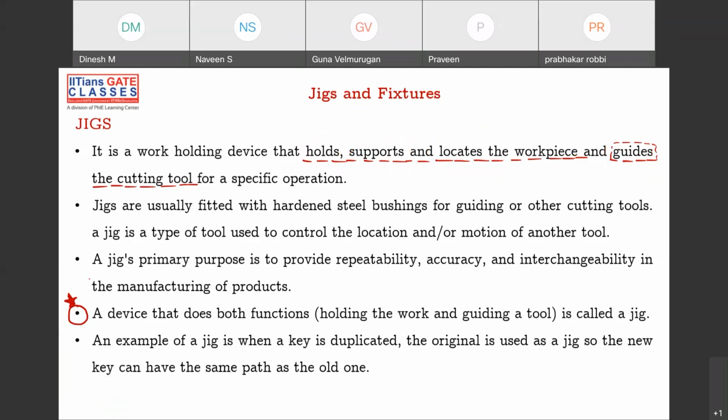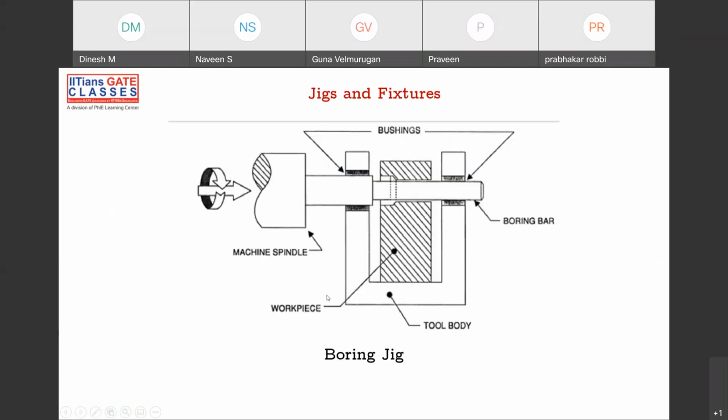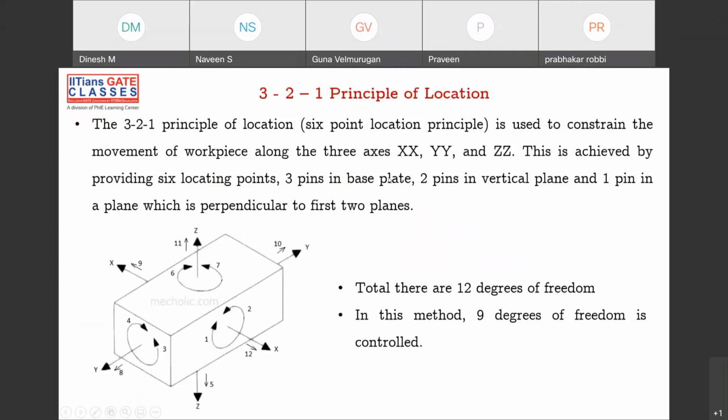Let's discuss that. So what are jigs? Jigs are usually fitted with hardened steel bushings for guiding cutting tools. A jig is a type of tool used to control the location and motion of another tool. Okay, fine. Where is the fixture here? This is a bushing here. It means that this tool has to move in this direction, in this space only. This is a bushing here, right? This is our boring jig actually. This is the boring jig, and this is the fixture.